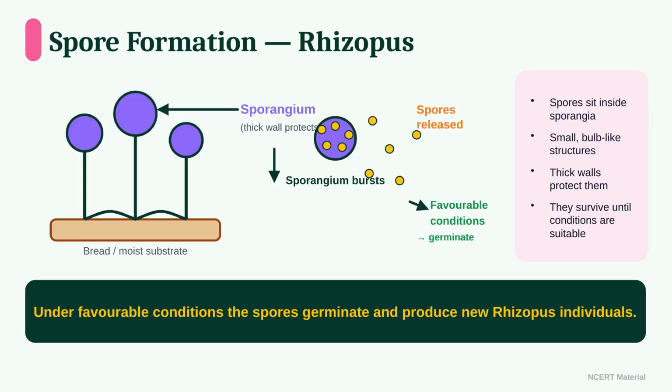Spore formation is best seen in the bread mold, Rhizopus. Spores develop inside small, bulb-like structures called sporangia, which sit atop thread-like hyphae. Each spore is protected by a thick wall, which lets it survive until it comes into contact with a suitable environment. When the sporangium bursts, the spores are released into the air. Under favorable, moist conditions, these spores germinate and grow into a completely new Rhizopus individual.